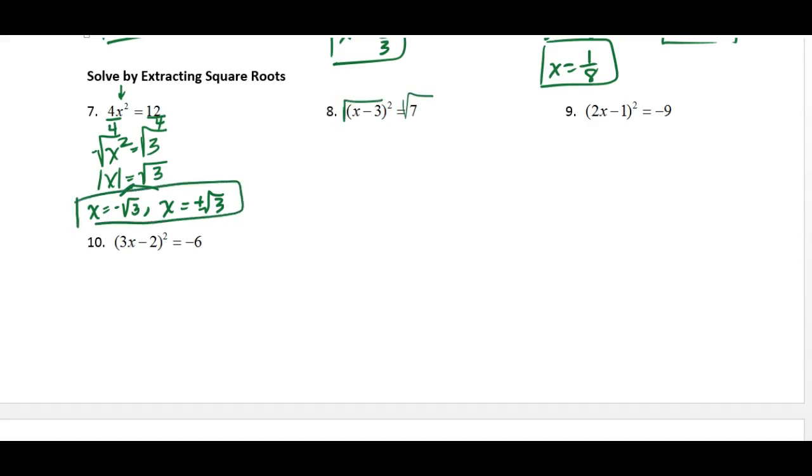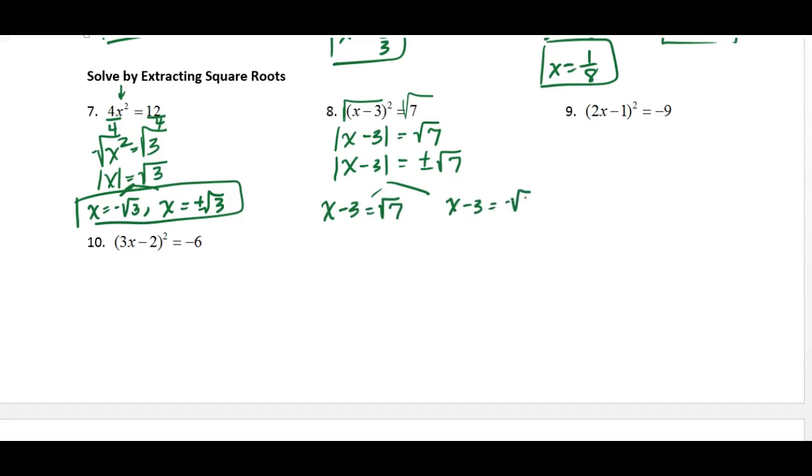All right? Okay, so to take the square root of this, I'm going to take the absolute value of what's inside, equal to the square root of 7. Now, anytime you solve an absolute value, you have to consider there are positive and negative possibilities, right? Because absolute value makes it all positive. So then I have to solve it two ways. I have to say x minus 3 equals positive square root of 7, and x minus 3 equals negative square root of 7. Right?